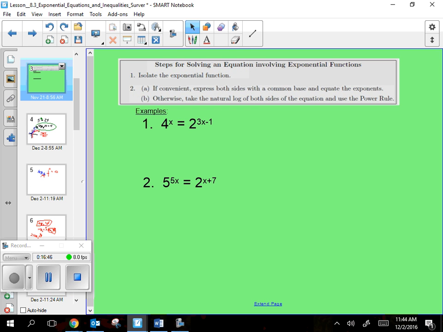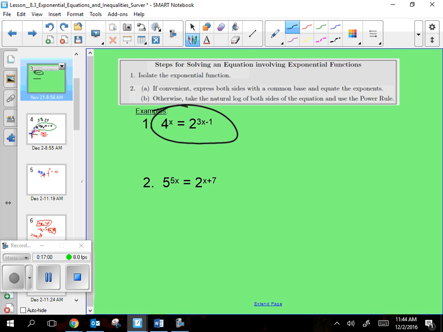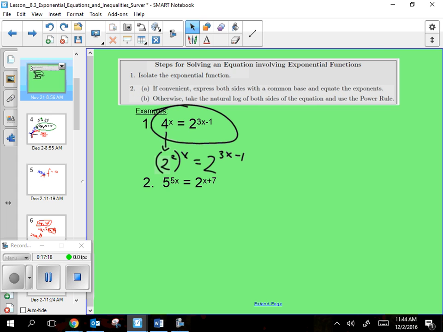Okay, for today, I really only have to teach you one major topic, and that's how to solve equations using some of these principles of logs. This kind is solved one of two different ways. You can either make the bases the same by saying the 4 could really be 2 squared. So 2 to the 2x equals 2 to the 3x minus 1, sorry. I just made the bases the same.